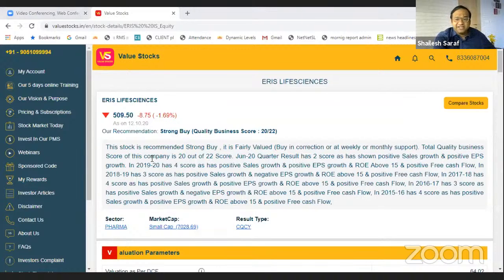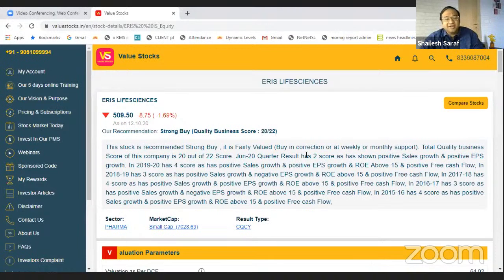Now, Eris Life Science, again, the quality score is 20. Again, a very, very good quality company. Again, we have strong buy. So, you know, there is 2 confirmation. It's a very good quality company, and the details are here why it is good quality. The June quarter, it has 2 continuous. If you read this, you will know that it is a very good quality company, fantastic quality company, right?